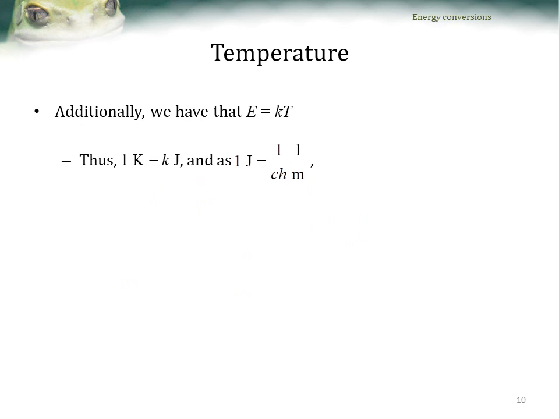Additionally, we have this formula. Energy is equal to the Boltzmann constant times temperature. And thus, 1 Kelvin is equal to the Boltzmann constant K joules. And as 1 joule is also equal to 1 over CH per meter, we therefore have that 1 Kelvin is equal to K joules, which is equal to K over CH per meter.